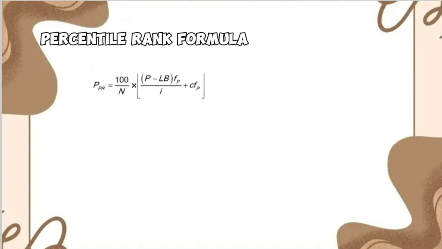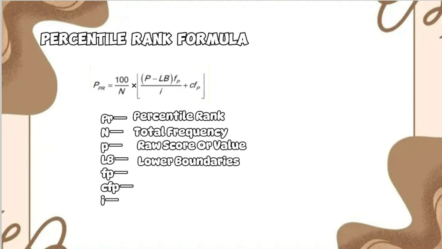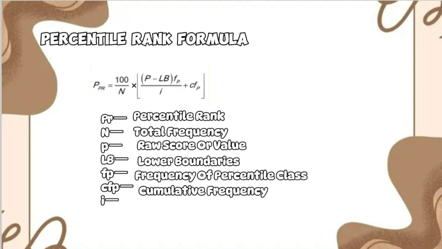There's a percentile rank formula where PR is the percentile rank, so the answer will be a percentage, and N is the total frequency. P is the raw score or value for which one wants to find a percentile rank. LB is the lower boundary of the kth percentile class. FP is the frequency of the percentile class. CFP is the cumulative frequency of all the values below the critical value, and I is the size of the class interval. To better understand this topic, let's have an example.